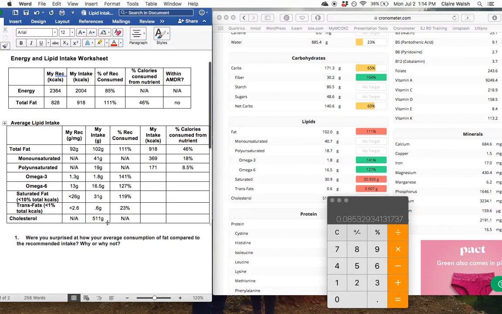So that's how you do the math for the lipid intake worksheet. Hopefully I was able to clarify this a little bit and didn't just confuse you more. Please email me if you have any other questions.